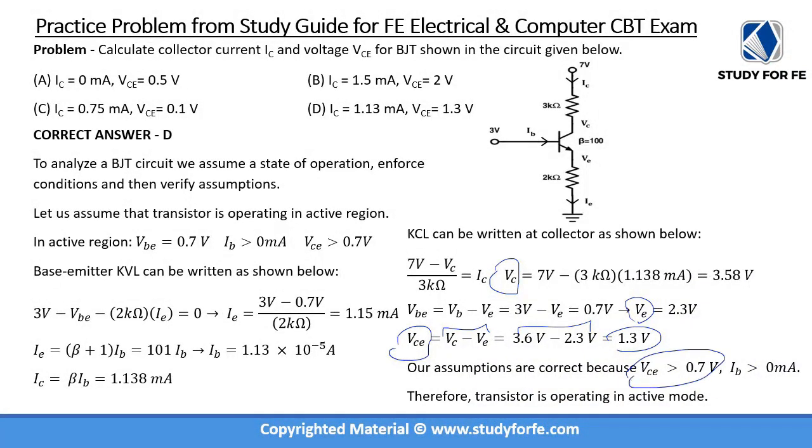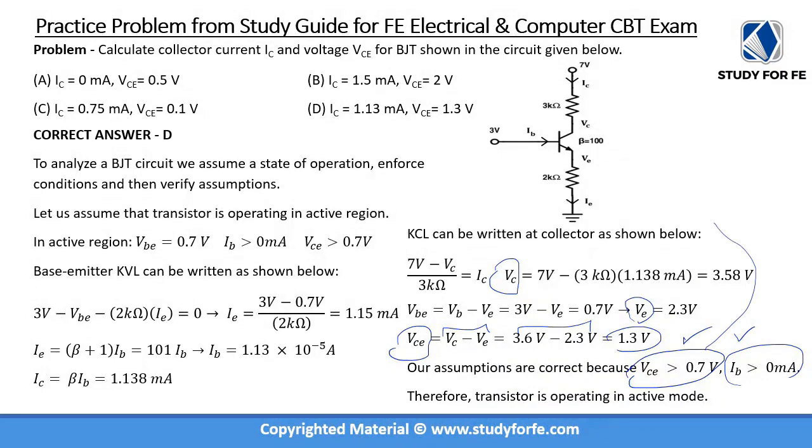Now VCE is greater than 0.7 volts. It basically means that one of the checks is made. And then you have IB greater than 0 milliamps, your IE greater than 0 milliamps, and your IC greater than 0 milliamps. So all the currents are positive, so the second check is also made.